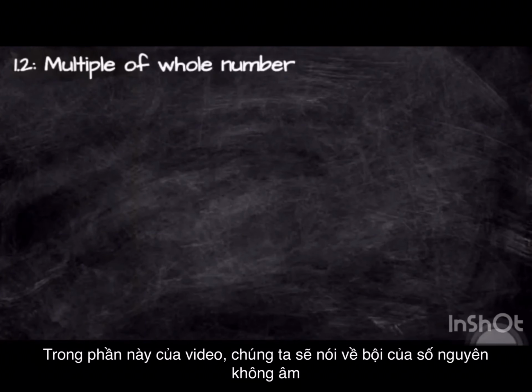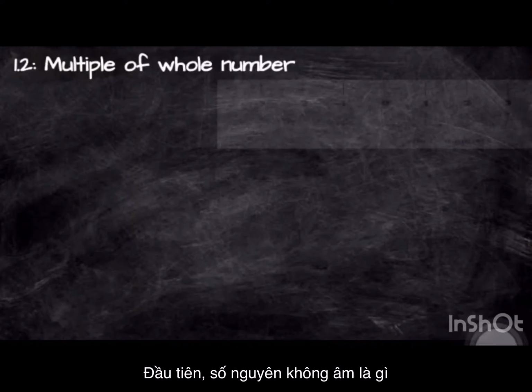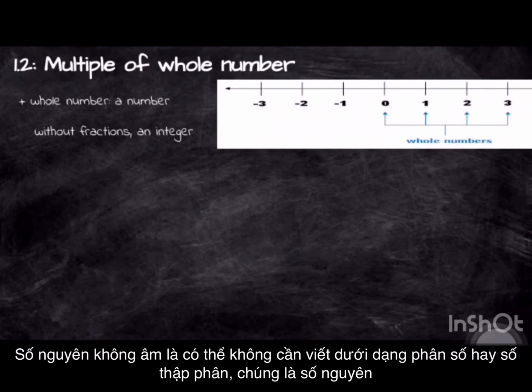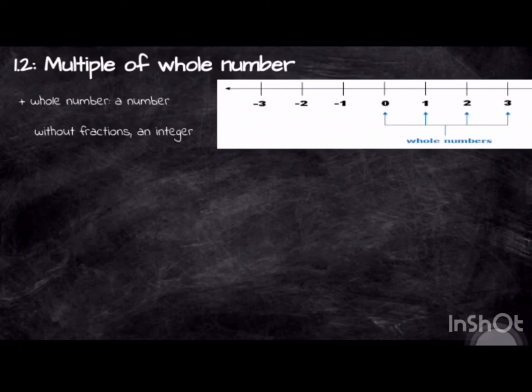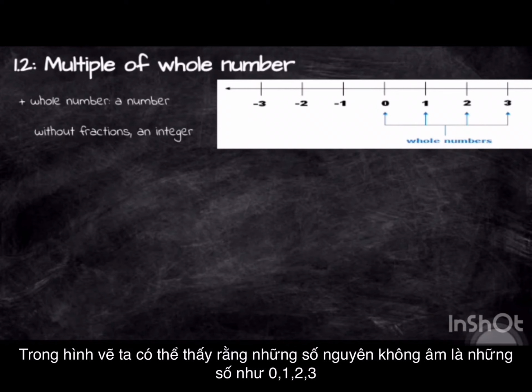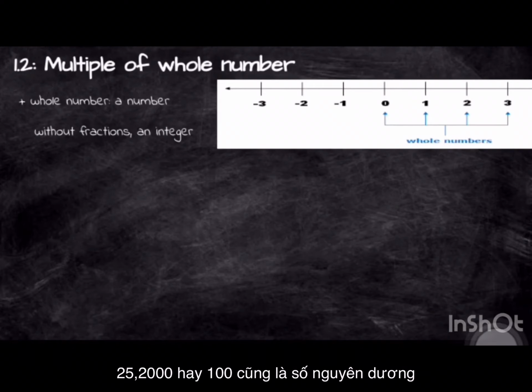In this part of the video, we will talk about multiples of whole numbers. First, what is the definition of a whole number? A whole number is a number without a fraction, or an integer. We can also say that whole numbers are positive numbers, including 0. In the picture, we can see that whole numbers are numbers like 0, 1, 2, and 3. But 25, 2000, or 100 are also whole numbers.